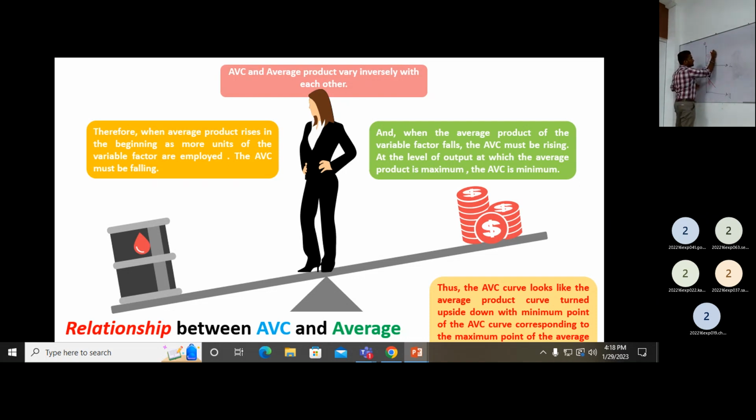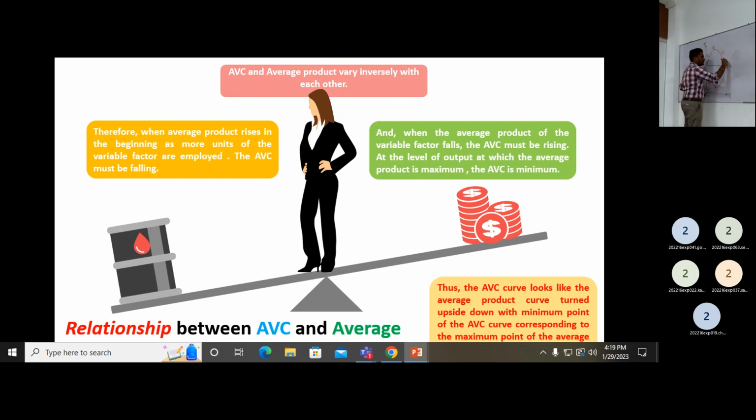When you reach the maximum level of your average product, what will happen? Your average variable cost will be minimum, right? Minimum. Then you start to get lower average productivity. Accordingly, what will happen? Due to the inefficiencies in your production process, your average variable cost increases. This is the second point, and this is the third point.